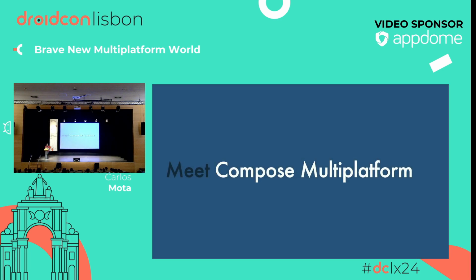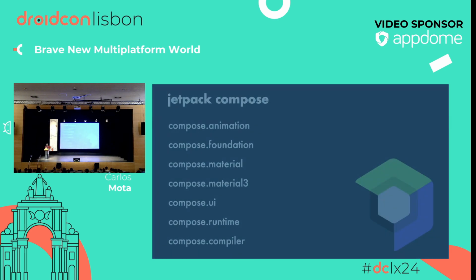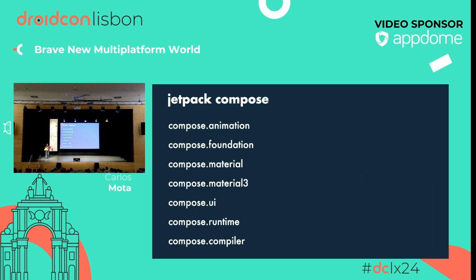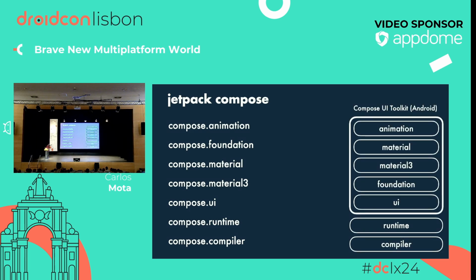Now let's go to the greatest part here, which is Compose Multiplatform and taking leverage of everything. This is just a simple example of all the main Compose libraries. Okay, basically we've got the Compose compiler, we've got the Compose runtime, and then I just stacked the UI foundation, Material 3, and animation into a group that I call the Compose UI toolkit, just to show you that with Compose Multiplatform, basically what happens is we're going to change this Compose UI toolkit from Android to be a version for the desktop, for iOS, and so on. So you still have the compiler and runtime, and what changes is this stack.